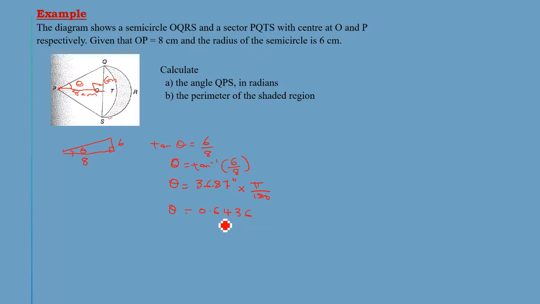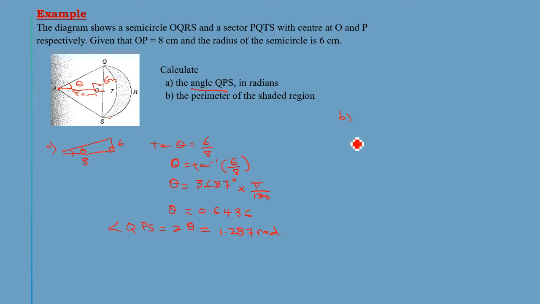But this is not my answer because I want to find the angle QPS, which is double. It's a mirror image, so the angle QPS will be 2 times theta. So multiply by 2, and you will get 1.287. Let's say I leave it as 3 decimal places. This is given in radians. That will answer your part A.